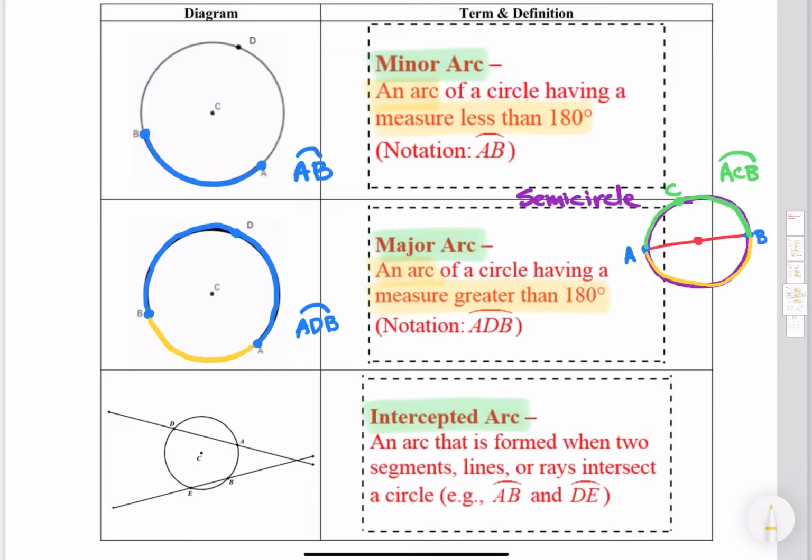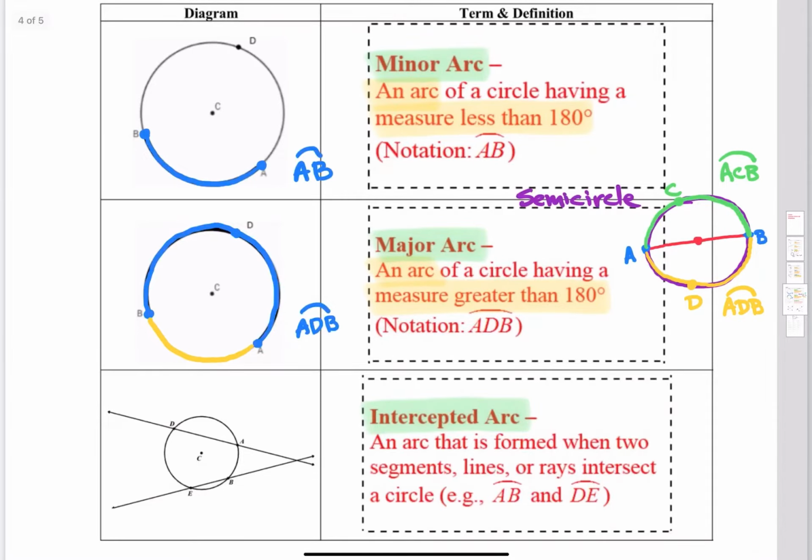So if I want to talk about the bottom portion, I need another point somewhere in the middle, let's say D, and then I could say that the bottom half is going to be called ADB. Now of course you could call it BDA or BCA, depending if you want the top or the bottom. But you have to have the two endpoints and some point in the middle.